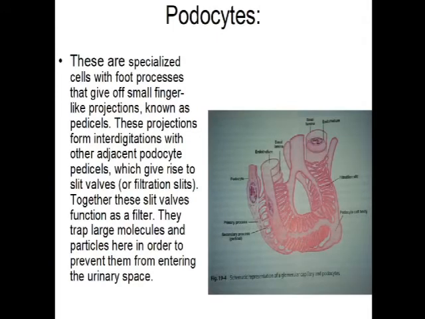Podocytes. So these are specialized cells with foot processes that give off small finger-like projections known as pedicels. These projections form interdigitations with other adjacent podocyte pedicels, which give rise to slit valves or filtration slits. Together these slit valves function as a filter. They trap large molecules and particles here in order to prevent them from entering into the urinary space.